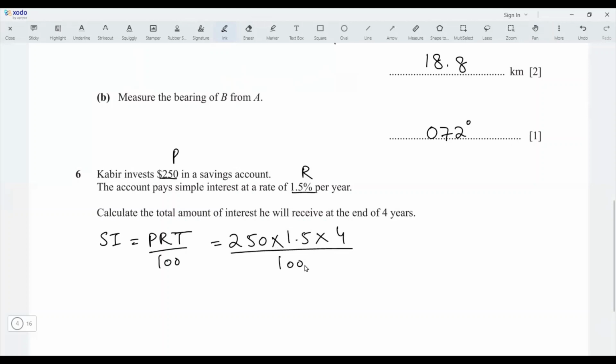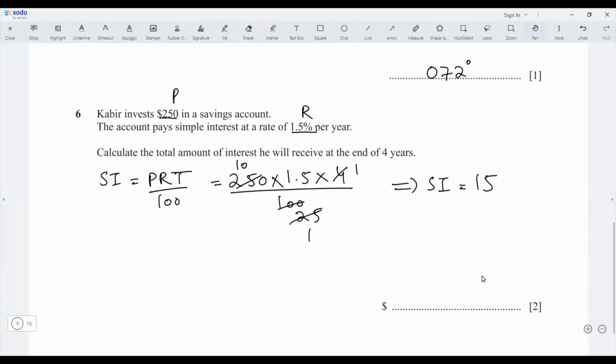So we can cut down 4 with 100 for 1 time, and for 25 times is 100. So 25 and 250 can be cut. So 25 1 time and 25 10 times 250. So the multiplication of any decimal number with 10 is basically shifting the decimal towards the right. How many digits towards the right? It is one digit towards the right. It becomes 15. So $15 is basically the simple interest after 4 years.